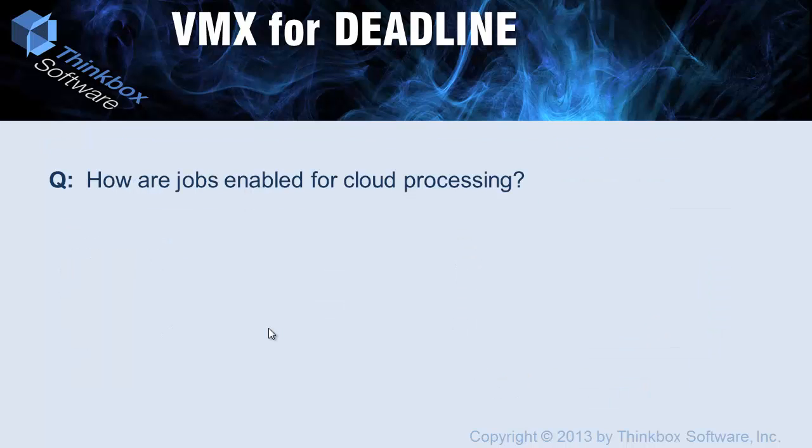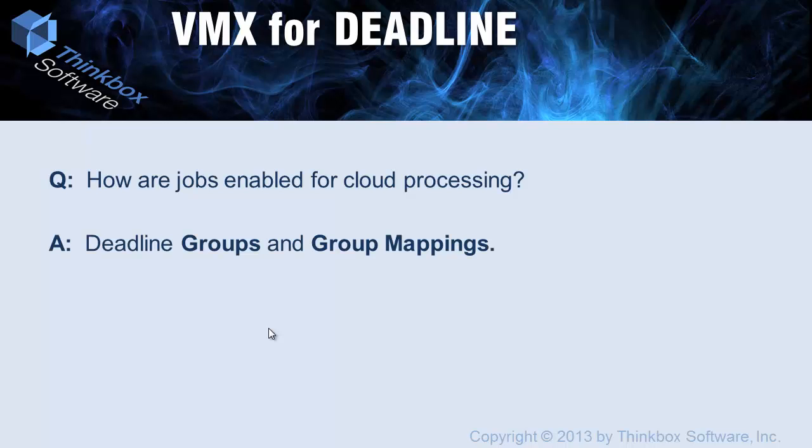Okay, so how are jobs enabled for cloud processing? The answer is deadline groups and group mappings. So let's go take a look at that.